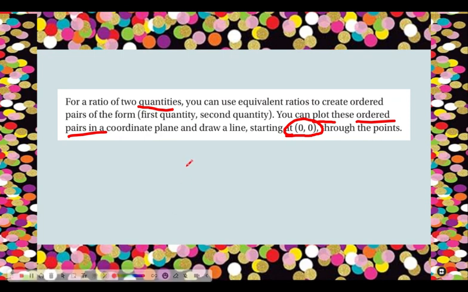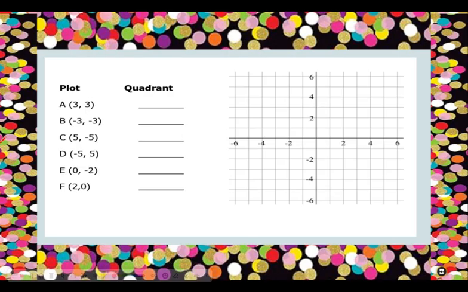So remember, when we graph, it's x, comma, y. My x-axis, go right or left first, and then go up or down. Okay, so let's see. A is 3, 3. So we go right 1, 2, 3, up 1, 2, 3, and there's point A.